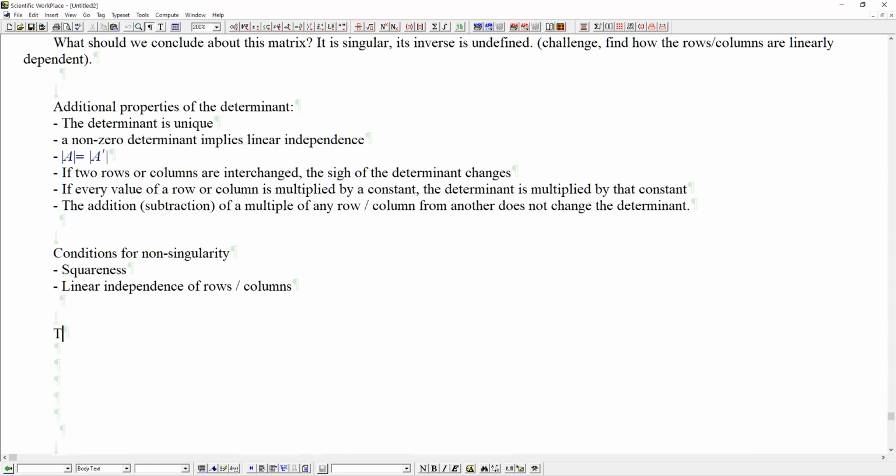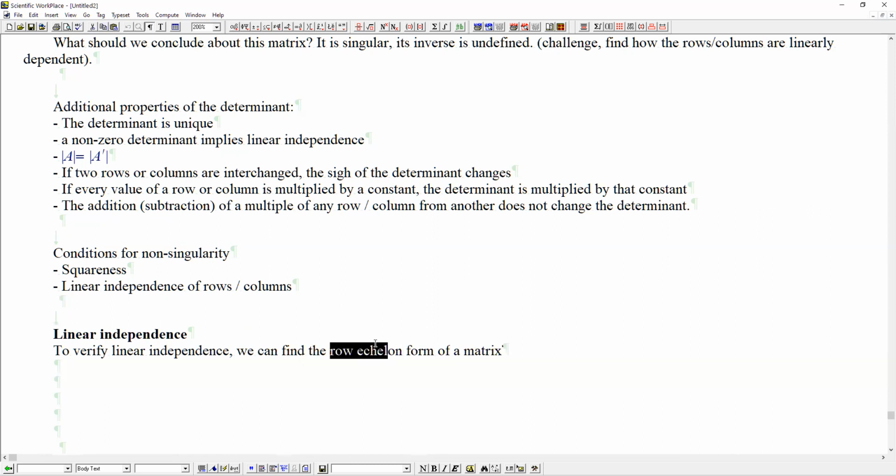All right, so to verify independence, we can find what we call the row echelon form of a matrix. What is row echelon form?